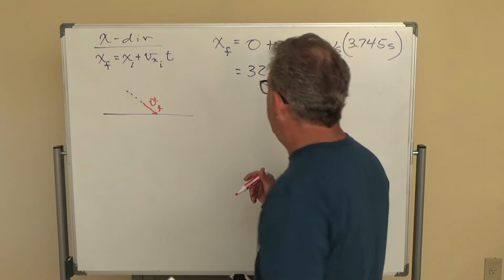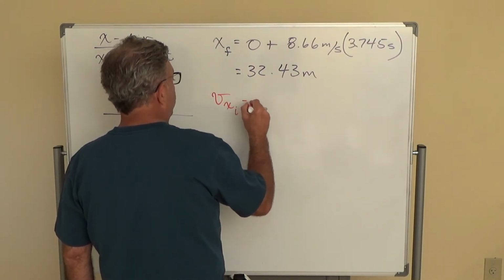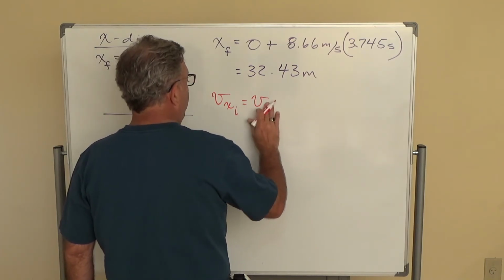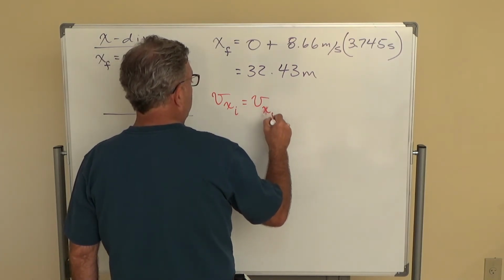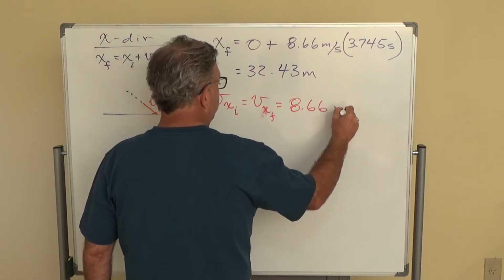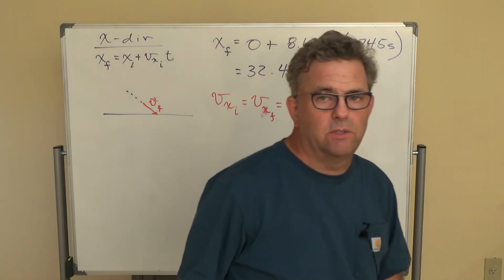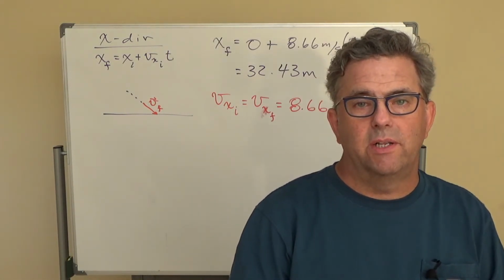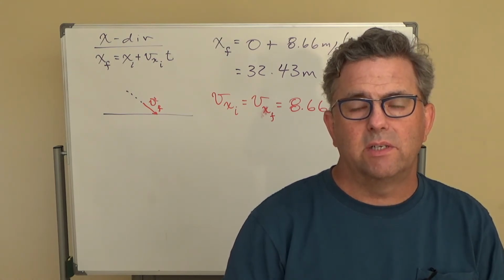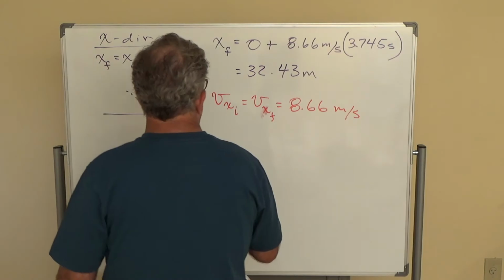X direction is dead simple. Vx initial is equal to Vx final, and that's equal to 8.66 meters per second. That x velocity did not change. There was no acceleration in the x direction, so the x velocity remained constant. What about the y direction?